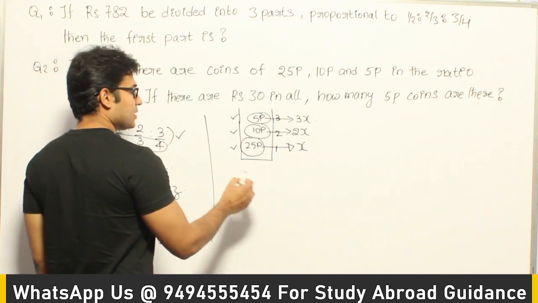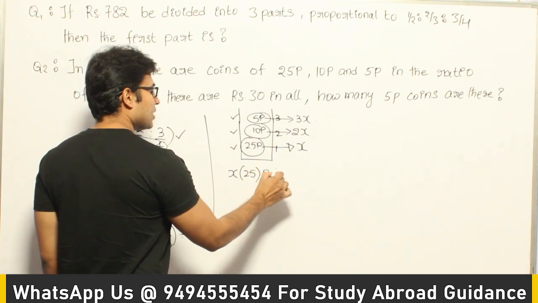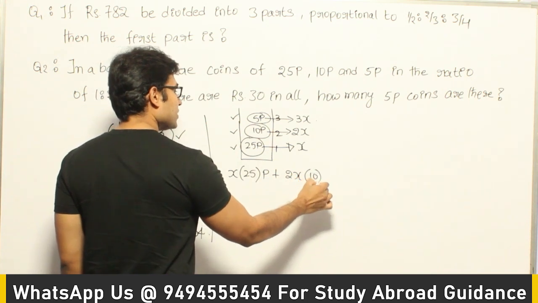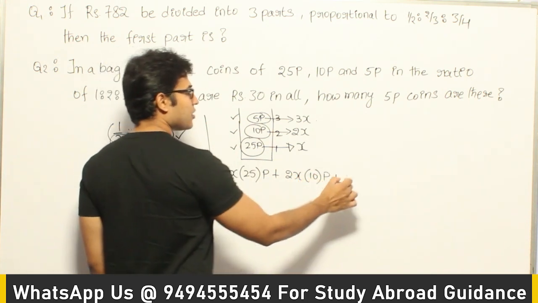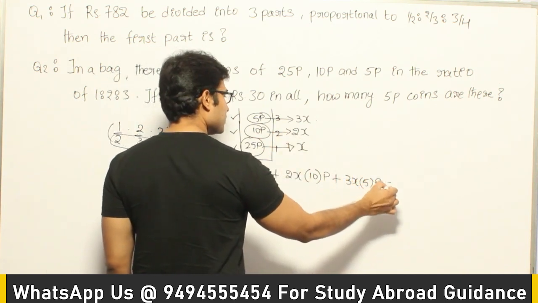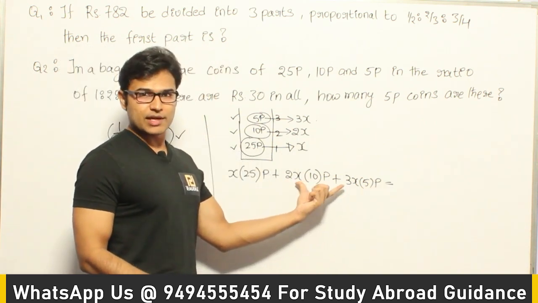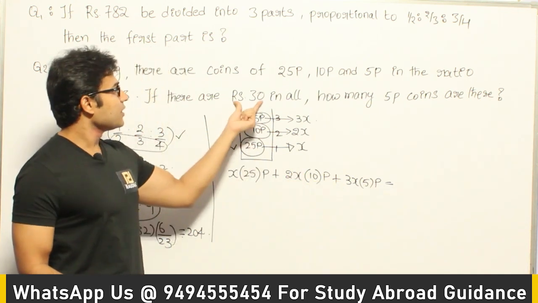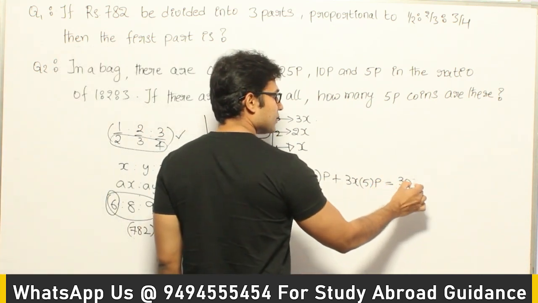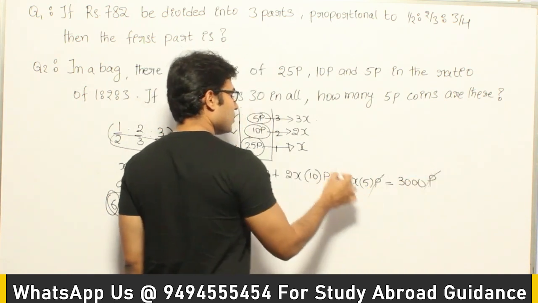Now how to solve it is, so the amount contributed by 25 paisa coins is x into 25 paisa, plus the amount contributed by 10 paisa coins is 2x into 10 paisa, plus the amount contributed by 5 paisa coins is 3x into 5 paisa. Now this is going to be equal to 30 rupees. But since this entire expression is giving us the answer in paisa, I cannot write the 30 rupees. I want to convert rupees into paisa. So I can write 30 rupees as 3000 paisa. Right?